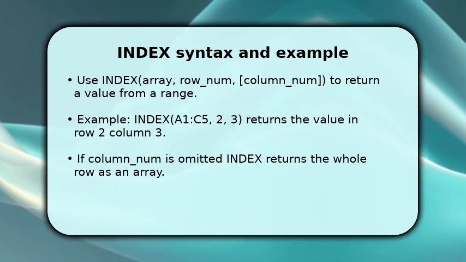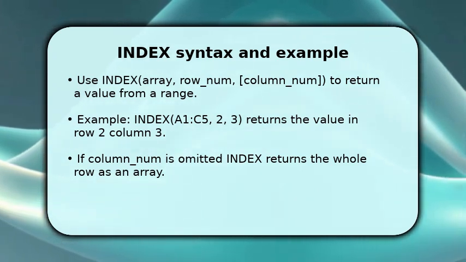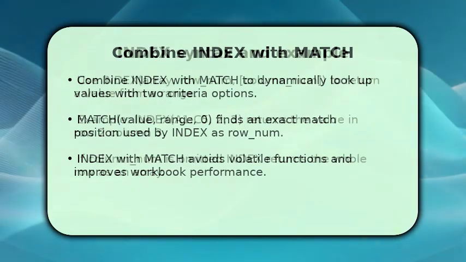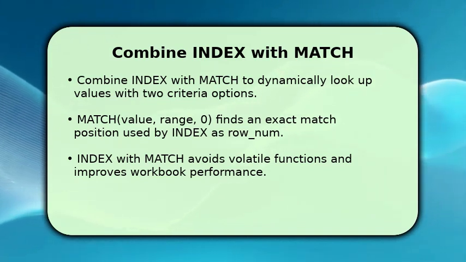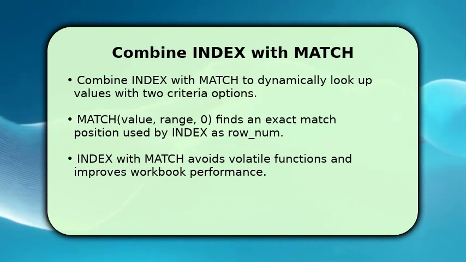For dynamic lookups, combine INDEX with MATCH for precise results and better speed. Use MATCH(value, range, 0) to find the exact row position for INDEX. Then feed that MATCH result into INDEX as row_num or column_num. Example: INDEX(B2:B100, MATCH("Widget", A2:A100, 0)) returns the price for Widget in B2:B100.